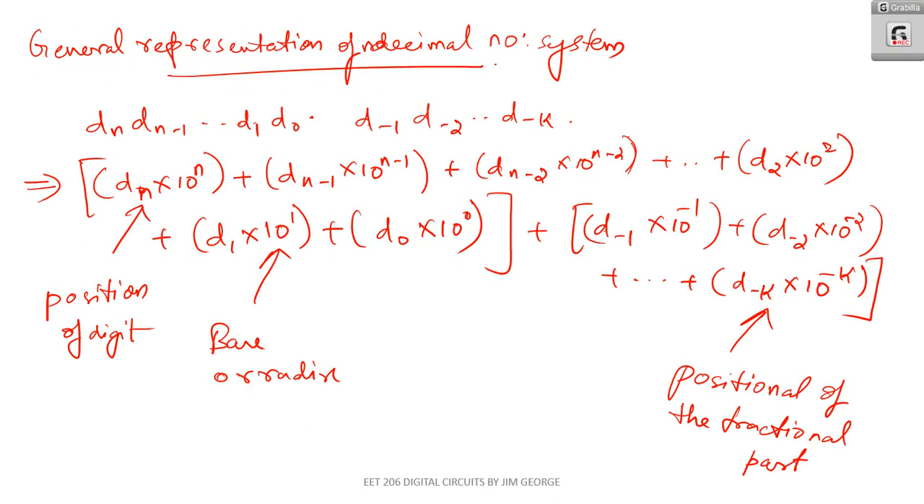Now the general representation of a decimal number: if I am writing a number as dn minus 1 etc. d0 decimal point, that is d minus 1, d minus 2 etc. d minus k, I can write it as dn into 10 raised to n plus dn minus 1 into 10 raised to n minus 1 plus etc. d naught into 10 power 0 plus d minus 1 into 10 power minus 1 plus d minus 2 into 10 power minus 2 plus etc. into d minus k into 10 power minus k. This is the general representation of a decimal number system.